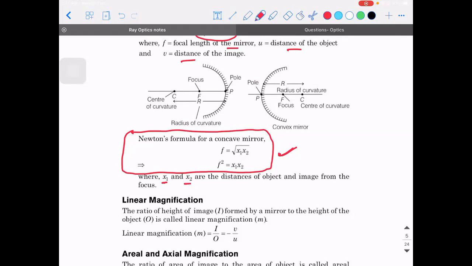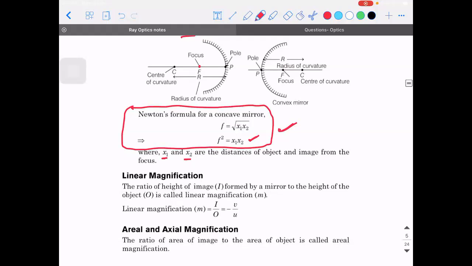If suppose the image and the object distances are given with respect to the focus, taking the focus as the reference point, then the focal length square is equal to the product of the distances of the object and the image from the focus. This also can be obtained using mirror formula.